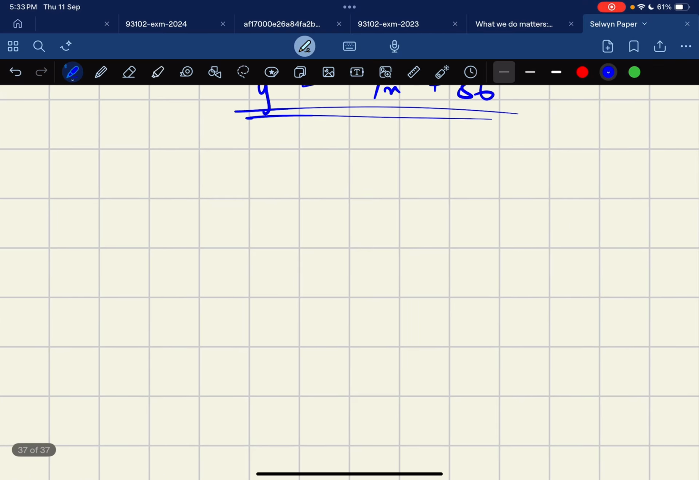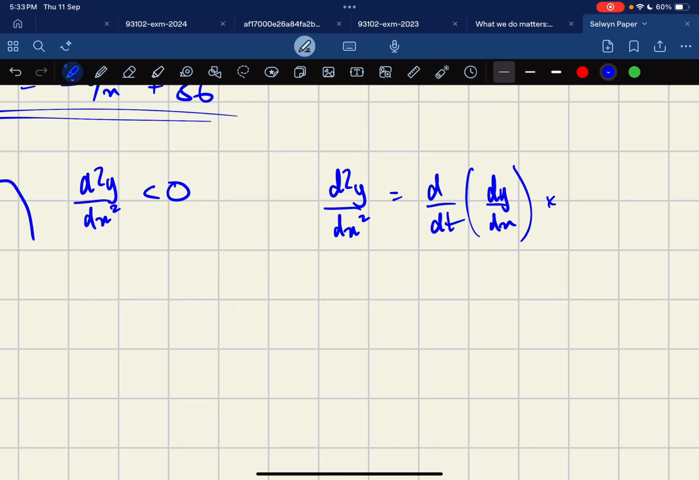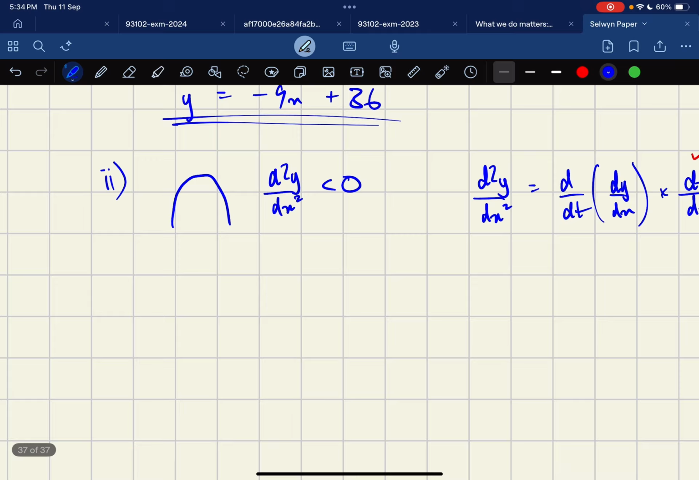Okay, and the second part is find the values of t where the curve is concave down. Where the curve is concave down, this means that the second derivative is less than 0. So we need to find the second derivative here, which we can calculate by using the general formula. So it's the derivative with respect to t of the first derivative we've just found, and then multiply that by dt over dx. We already know dt over dx. This one was equal to negative 4 over t squared. So we just need to derive the dy over dx function.